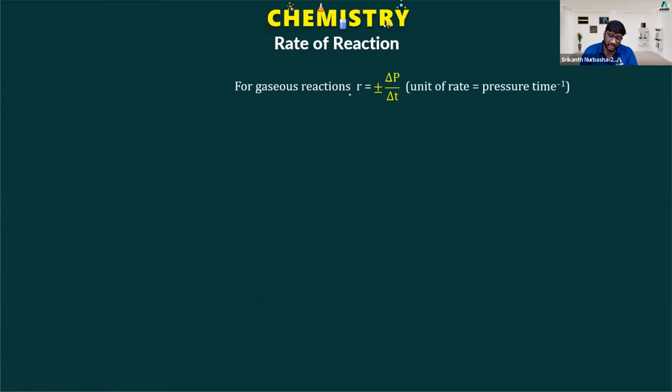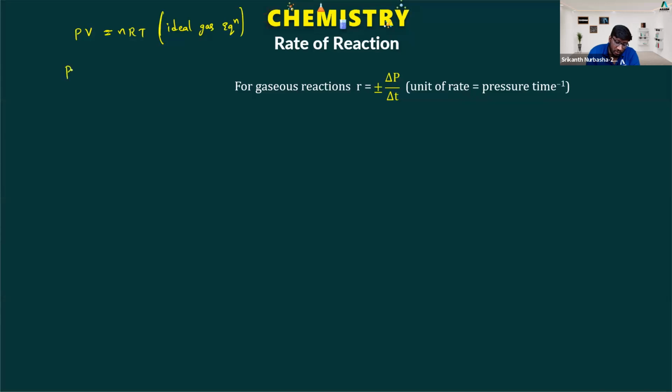Whenever we have a gaseous reactant, we can use plus or minus delta P by delta T, because the pressure is going to change. And we know PV equals nRT is the ideal gas equation. Let us assume whatever gases we have in that reaction mixture are all ideal in nature, and this is the ideal gas equation.